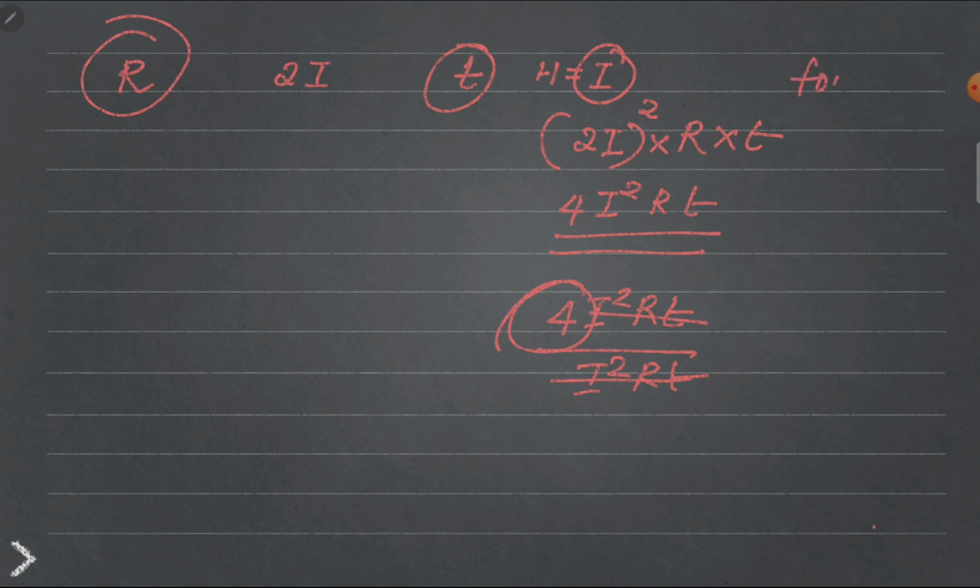You can write 4 times. In the last column you can write 4 times. Change in heat is 4 times. Now let us move on to the next one.